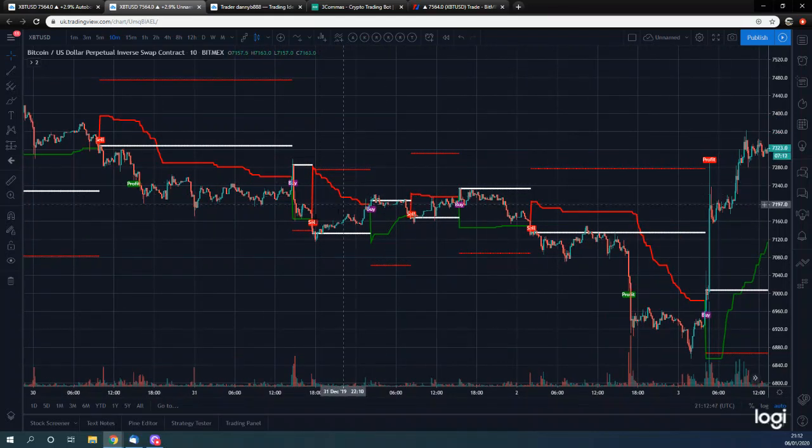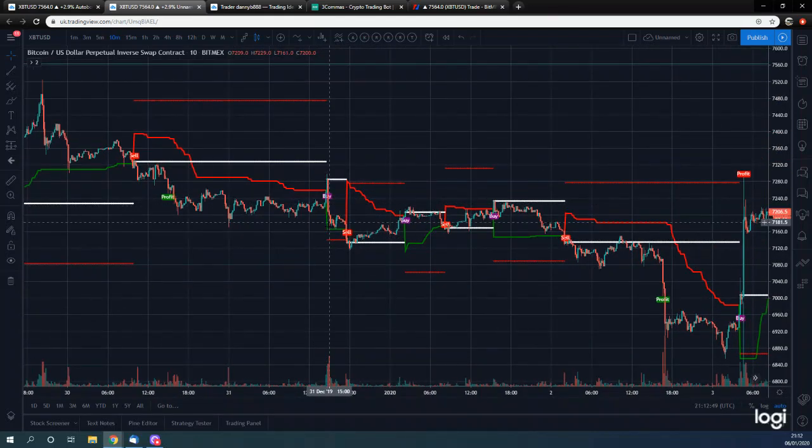Here was a bit of a chop zone, and I've actually been looking at using 15-minute charts because it would get rid of some of the chop zone, as it's a larger time frame.